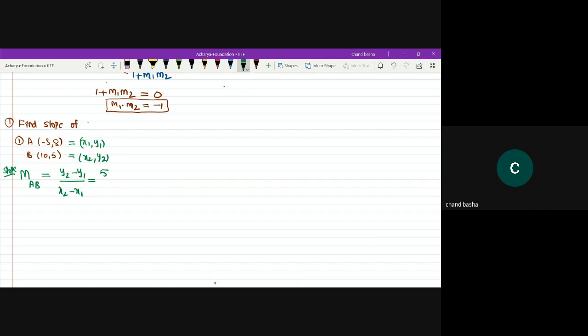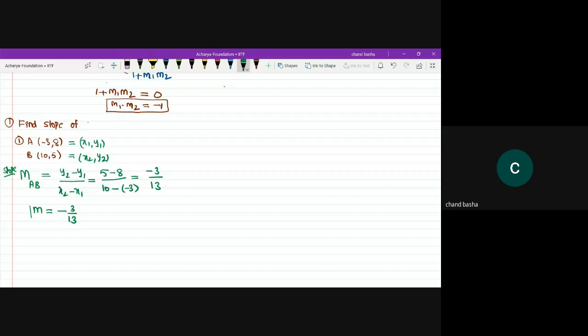That is 5 minus 8 divided by X2 minus X1, 10 minus the X1 value, minus 3. This is equal to minus 3 divided by 10 minus of minus 3, that is 10 plus 3, it is 13. What is the slope? M is equal to minus 3 divided by 13 is the required answer.